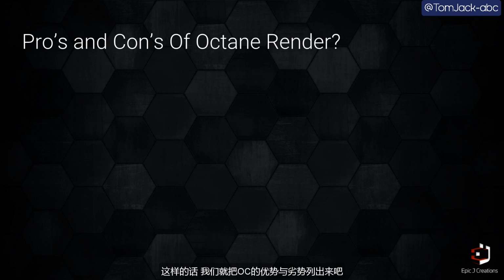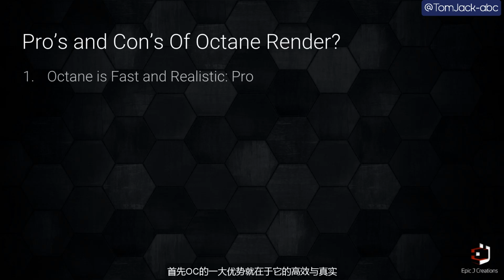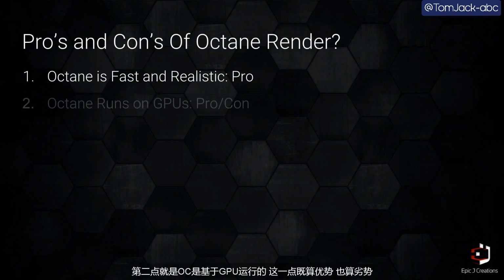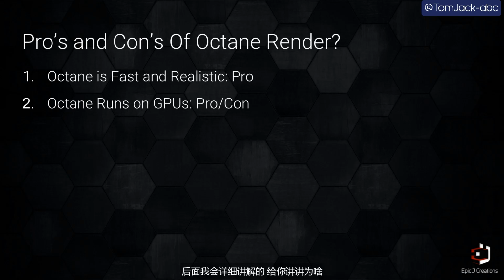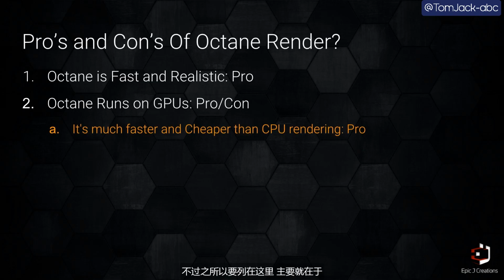Well, to narrow all this down, let's take a look at some of the pros and cons of Octane Render. One of the big first pros is Octane is fast and realistic. This is pretty big. The second one is Octane runs on GPUs. This is both a pro and a con, and we'll be talking about more of that later, and we'll dive into why that is. But one of the main pros and cons that makes this up is it's much faster and cheaper than CPU rendering. This is a big pro. This is because GPU rendering is simply, like this says here, faster and cheaper than if you're using a CPU. So that's definitely, again, a big benefit.